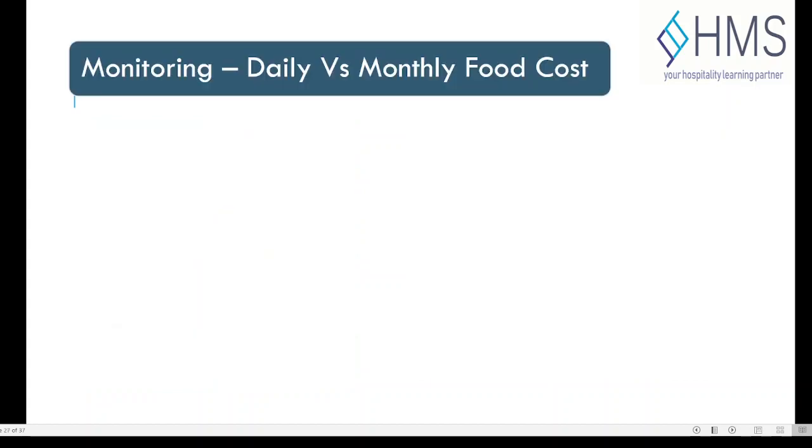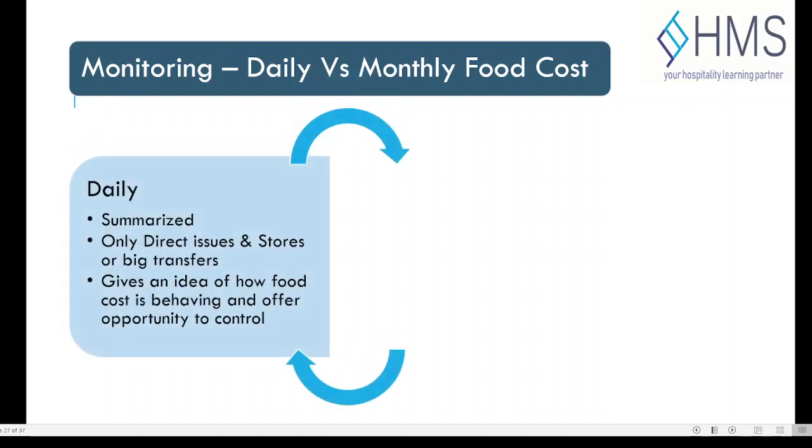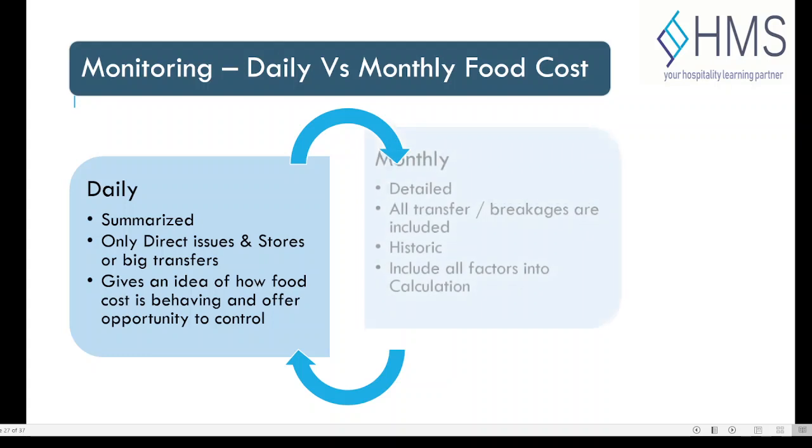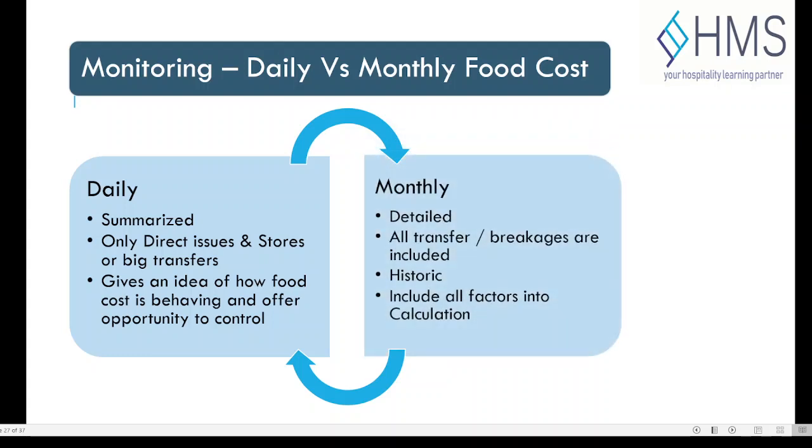And then usually in the hotels you have daily food cost control or monthly food cost control. Daily is a very summarized way, and only direct or store issues are considered, just to give you a broad idea of what the overall food cost is as of now. So today, what is the food cost? Month to date, what is the food cost? So that the chef can make a decision to control it for the end of the month.